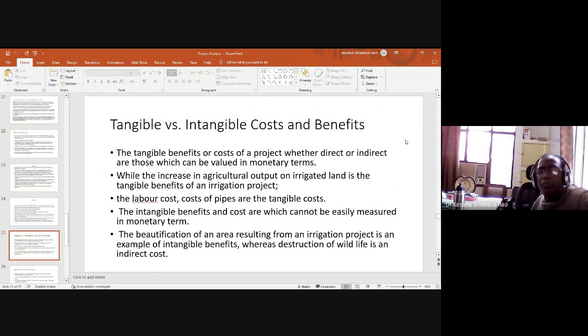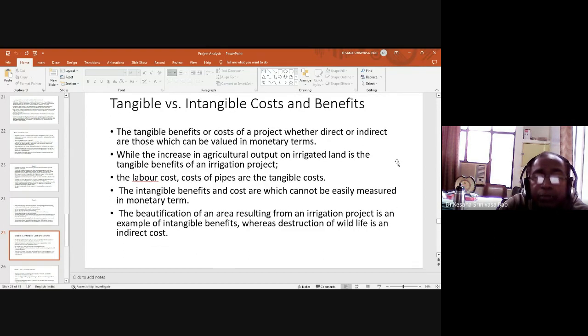The increase in agricultural output on irrigated land is the tangible benefit of an irrigation project. The labor costs of pipes are tangible costs. The intangible benefits and costs are those which cannot be easily measured in monetary terms. The beautification of an area resulting from an irrigation project is an example of an intangible benefit, because the benefits may not be seen directly. The irrigation project brings a lot of greenery, so everybody is attracted and wants to see that project. For that purpose, direct returns may not be there, but some type of intangible benefits are involved in that process, whereas the destruction of wildlife is an indirect cost. So in that way, we have tangible and intangible costs and benefits.